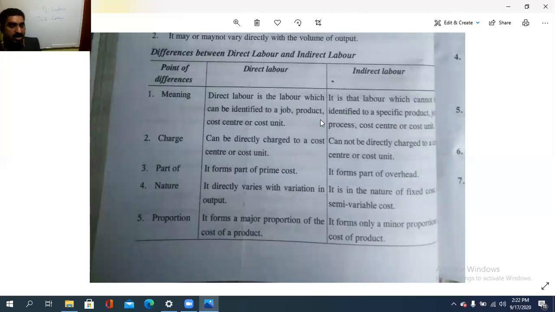Next is, what are the differences between a direct labor and an indirect labor? Let us look at what the differences are.